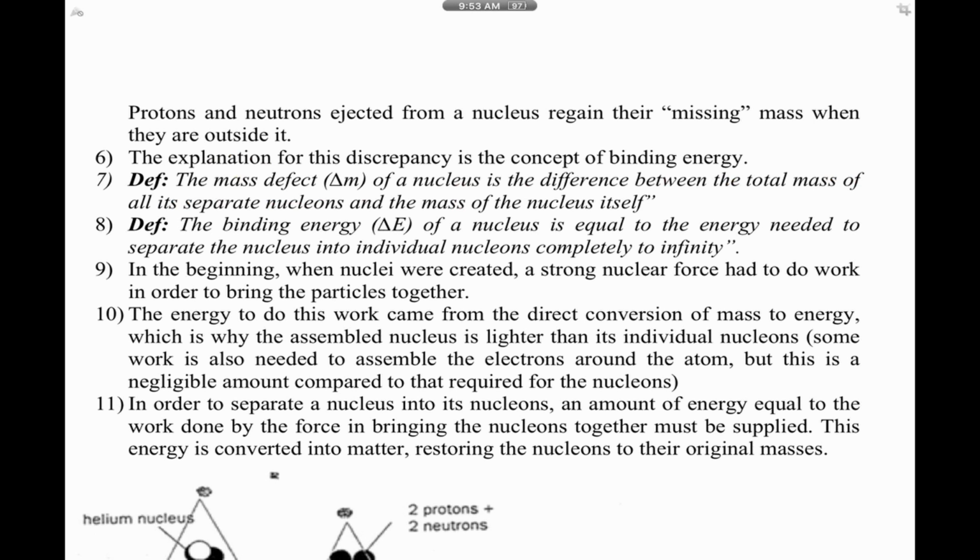But think about this. Let's say, for example, you required 5 electron volts to come together to form a nucleus. To separate the nucleus back into two protons and two neutrons, how much energy must you apply? Also 5 electron volts, right? So this is called binding energy. So what's the definition of binding energy? Binding energy is equal to the energy needed to separate the nucleus into individual nucleons completely, to infinity. You understand? So this is the definition.